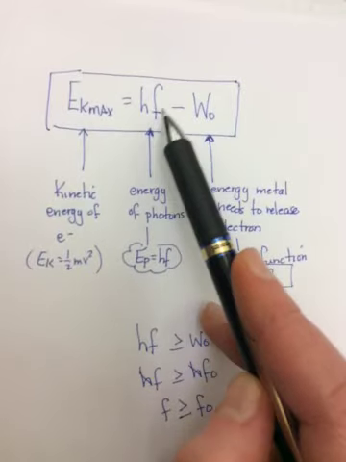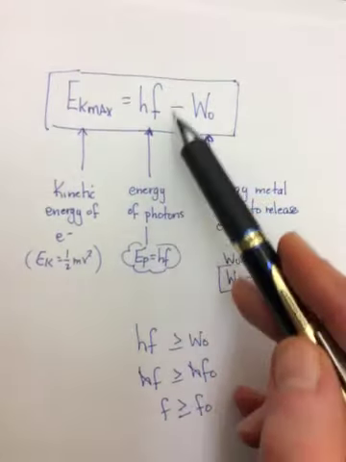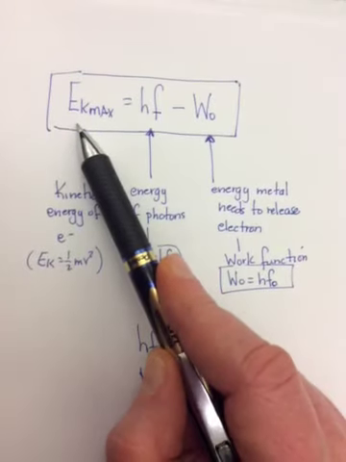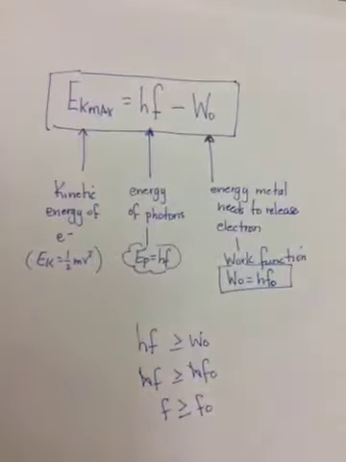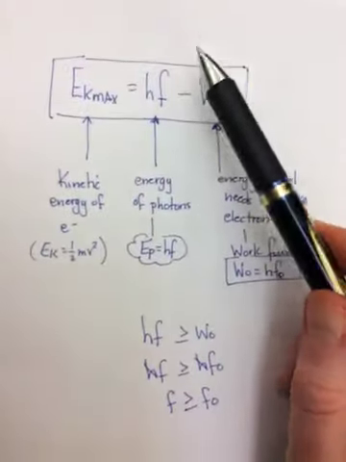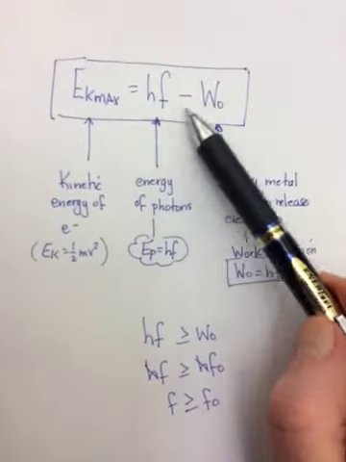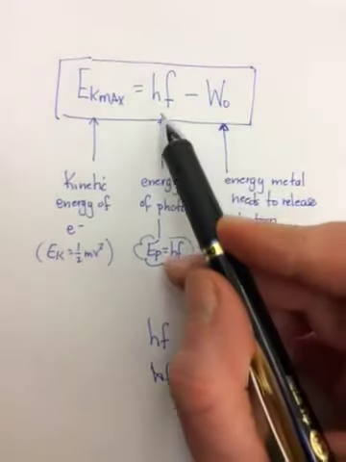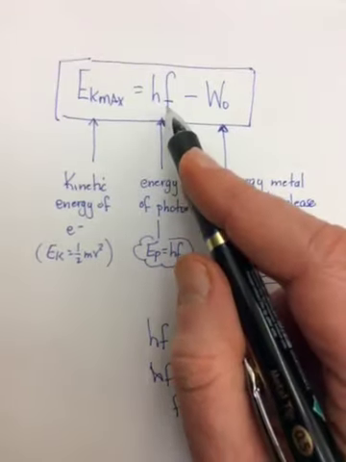So increasing the F increases the energy of the photon coming in. The work function doesn't change, so the electron ends up with more energy. If you change the intensity of the light, you're not having any effect on the EP. The EP, the energy of the photon, is determined by its frequency.